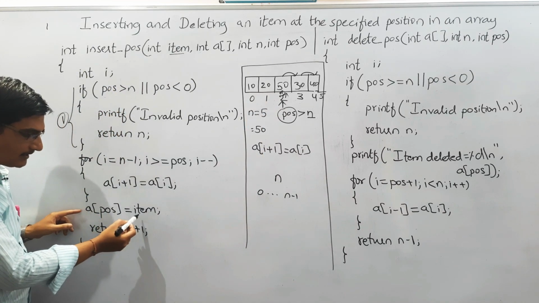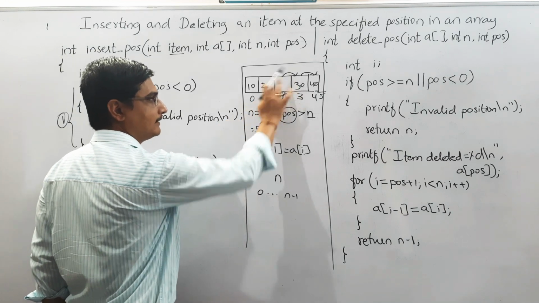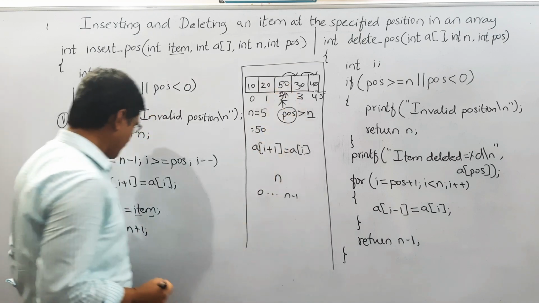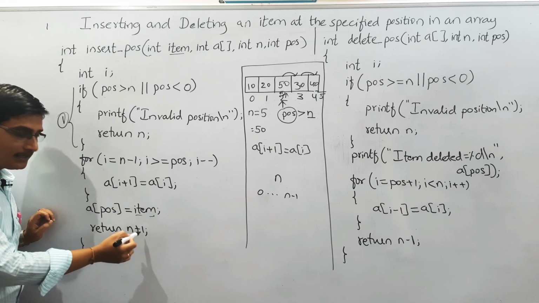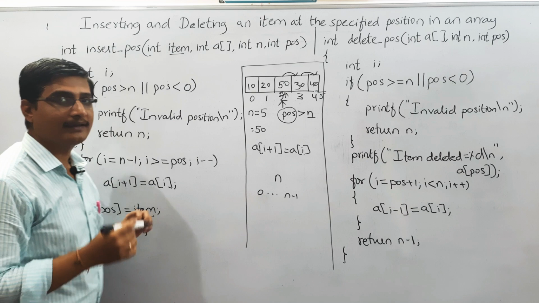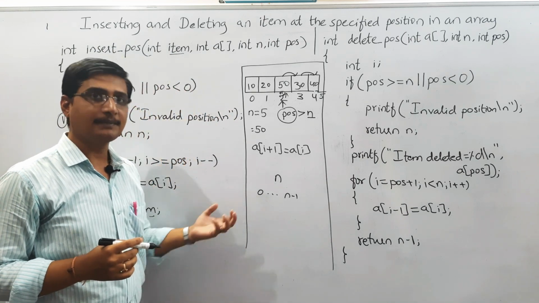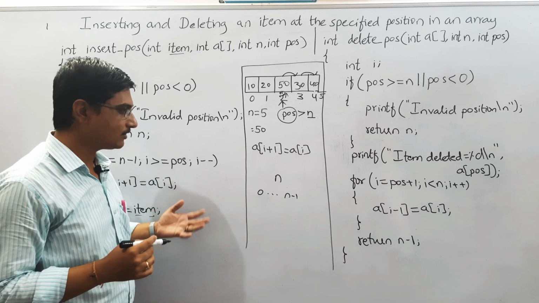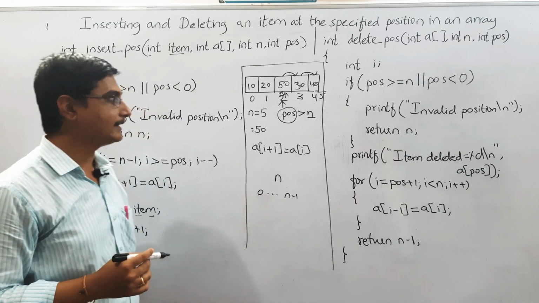Then we have to insert that item into that position because it was vacant. Now we insert that item into the position, and the number of elements becomes n plus 1. The number of elements is incremented. This is how we can insert an element into the array at a particular position in a static array. We are not discussing dynamic allocation of memory now. We will discuss that later.